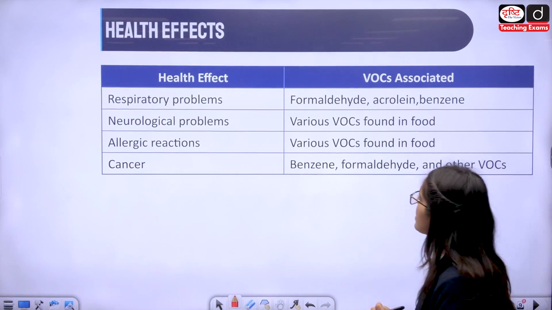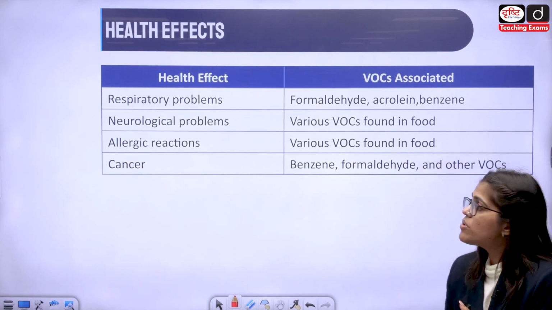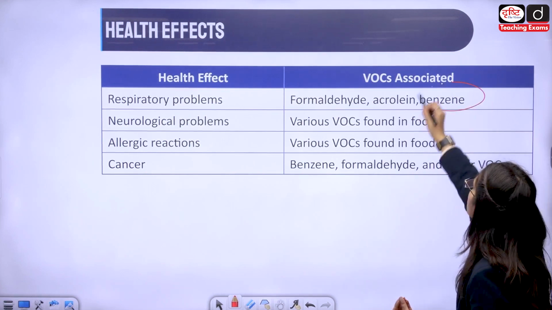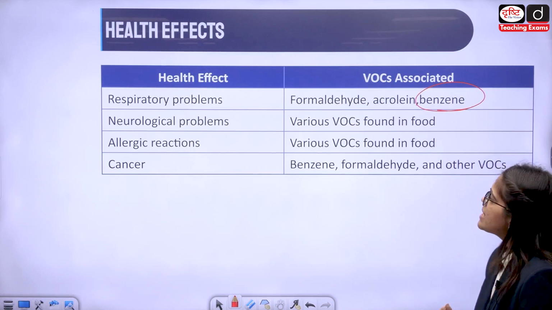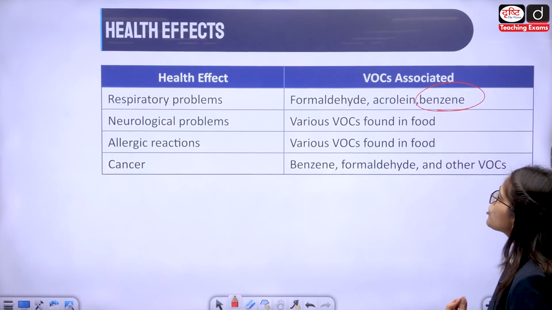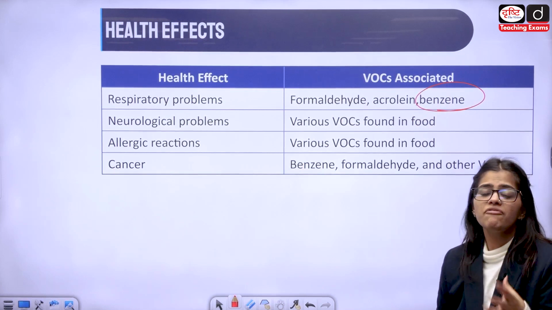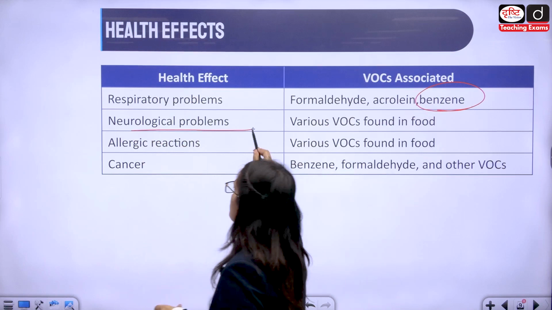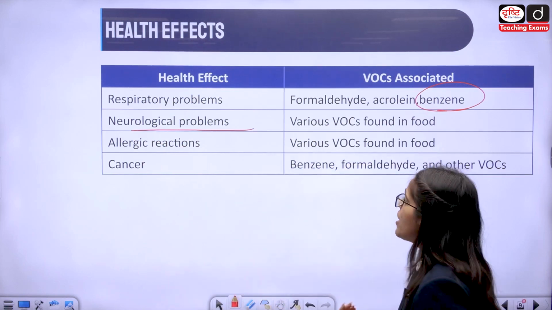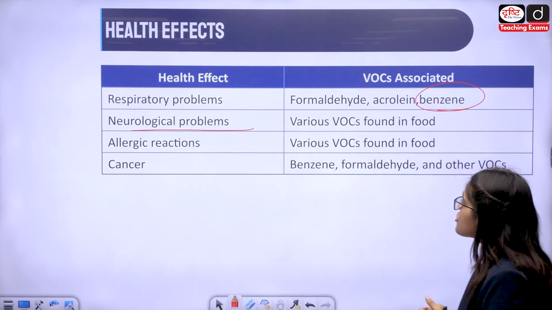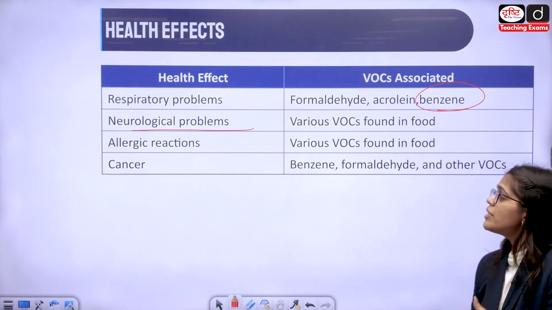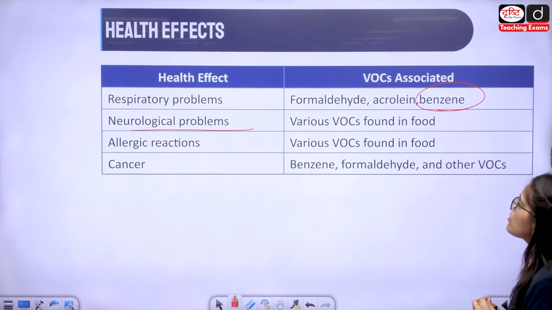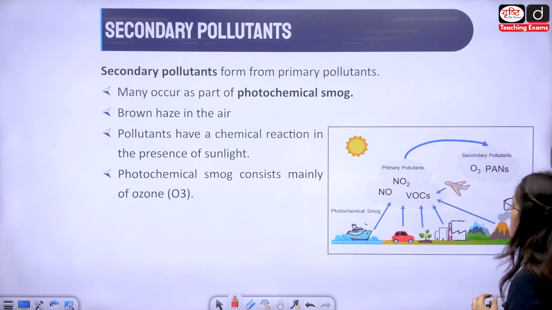Then what are the health effects? There are definitely respiratory problems. Respiratory problems are caused by, for example, benzene. So the VOC associated with it is benzene. There can be neurological problems. Various VOCs are found in food, and because of that food, there can be neurological problems where brain cells keep on dying. There can be allergic reactions to VOCs found in food. There can be serious diseases like cancer caused by VOCs like benzene, etc.